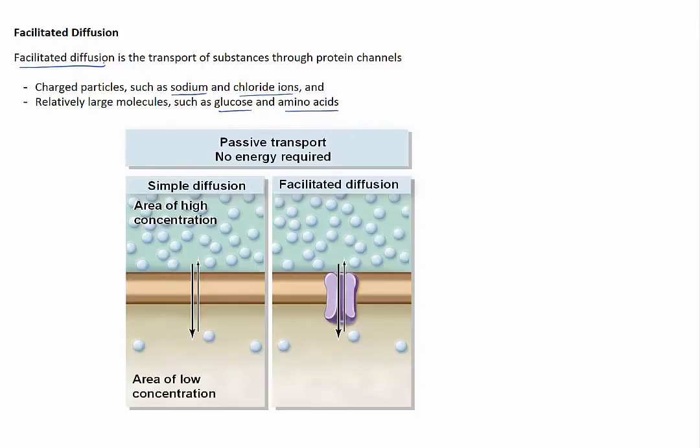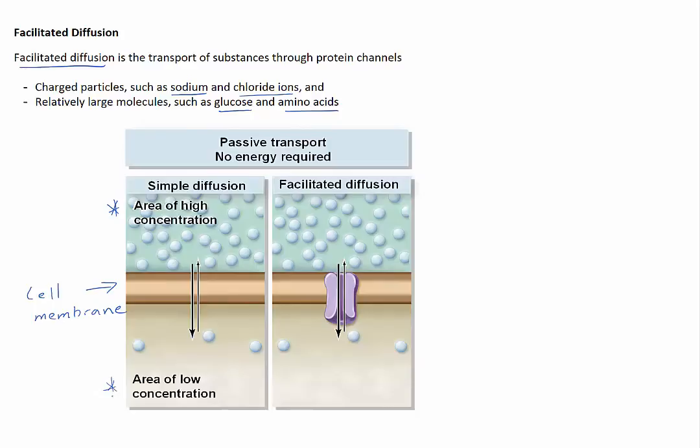Facilitated diffusion is still a form of passive transport that does not require energy because substances are being moved from an area of higher concentration to an area of low concentration, down a concentration gradient. So on the left here, you have an illustration of a cell membrane. And on one side of that cell membrane, you have a high concentration of blue spheres, which represent a type of solute. And on the other side, you have a low concentration of this particular solute.